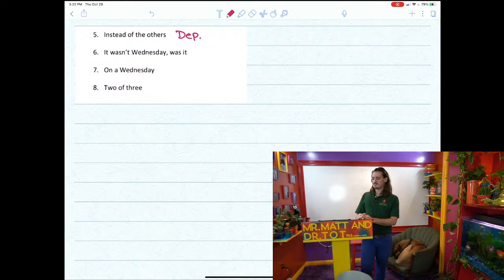6 is tricky because it's actually a combination. So it wasn't Wednesday, was it? So this is stated in an interrogative form. In other words, it's a question. So with a question, it is absolutely fine to combine an independent clause with a question by separating it with a comma. So it wasn't Wednesday is an independent clause. We have a subject, which is it. We have a verb, which is wasn't.